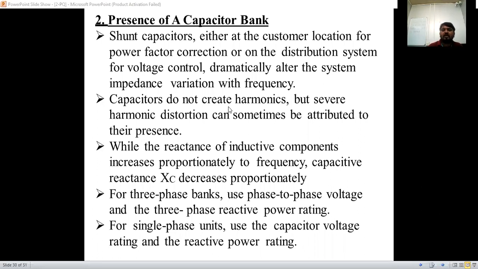Generally, we consider that capacitors do not create any harmonics. A capacitor will not create harmonics, but if harmonic conditions are already present due to other sources, the capacitor's presence can create a very severe problem. That is, the distortion output can reach a very high value.